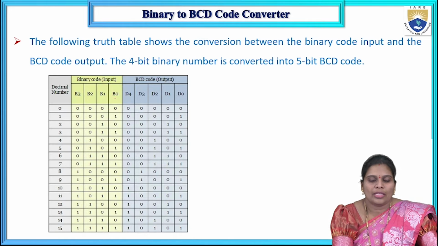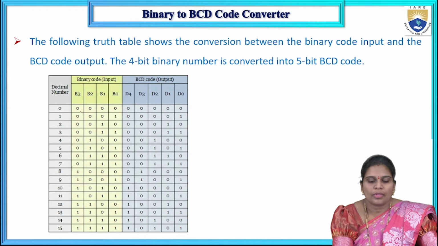Okay, so in the input we are taking only 4-bit numbers: B0, B1, B2 and B3. Coming to the BCD code, here we are taking a 5-bit number. Why? Because up to the two-digit number, it will depend on the next MSB bit, that is the fourth MSB bit. Here we are taking from 0 to 4, so from this two-digit decimal number onwards, it will depend on the fourth bit.